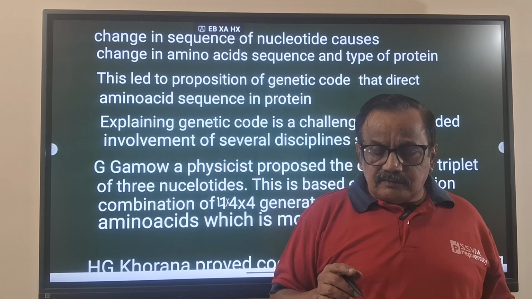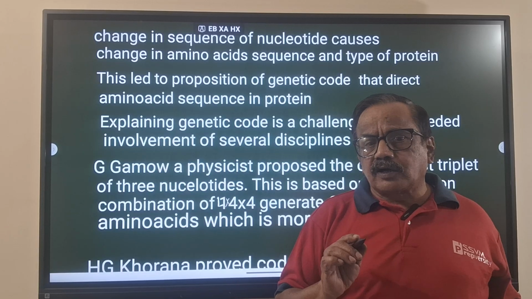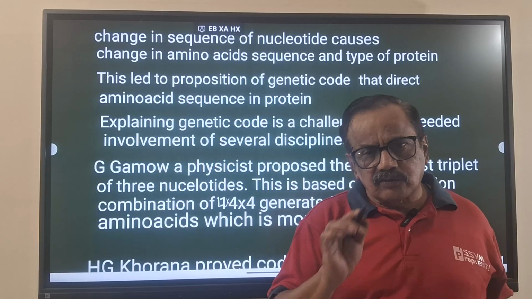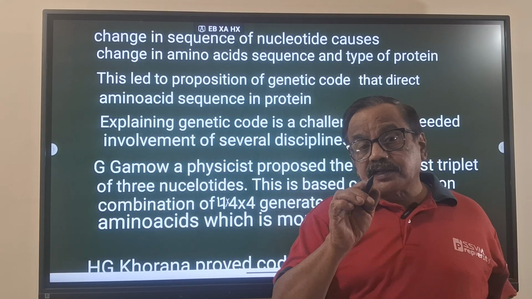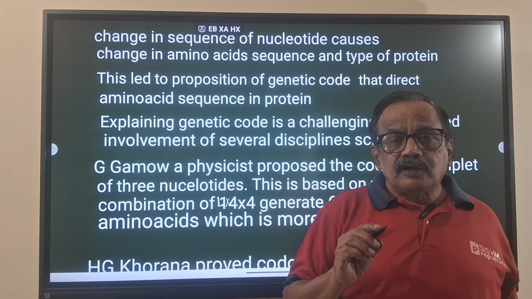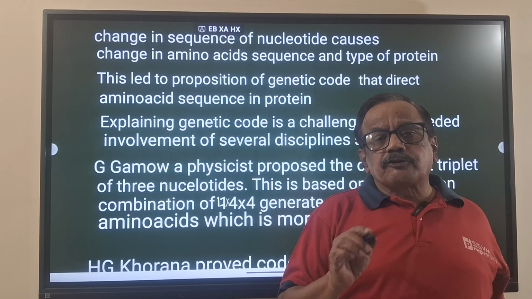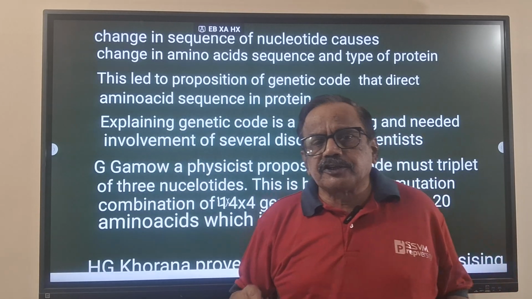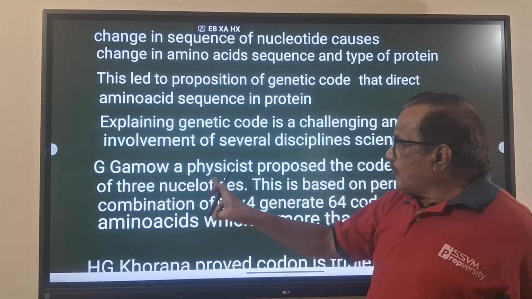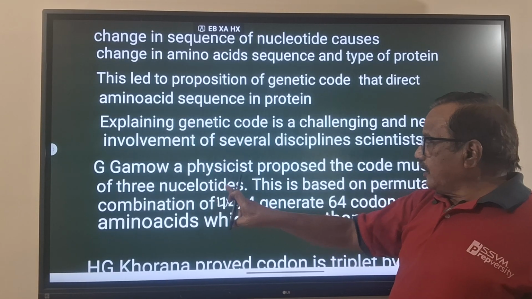And if it is a doublet, meaning 2 nucleotides coding for 1 amino acid, 4 into 4, only 16 codons will come. But the amino acid number is 20. And then Gamow told it is permutation combination based. It is 4 cube, 4 into 4 into 4, 64 codons will come for the 20 amino acids. Gamow, a physicist, proposed the codon must be a triplet of 3 nucleotides.